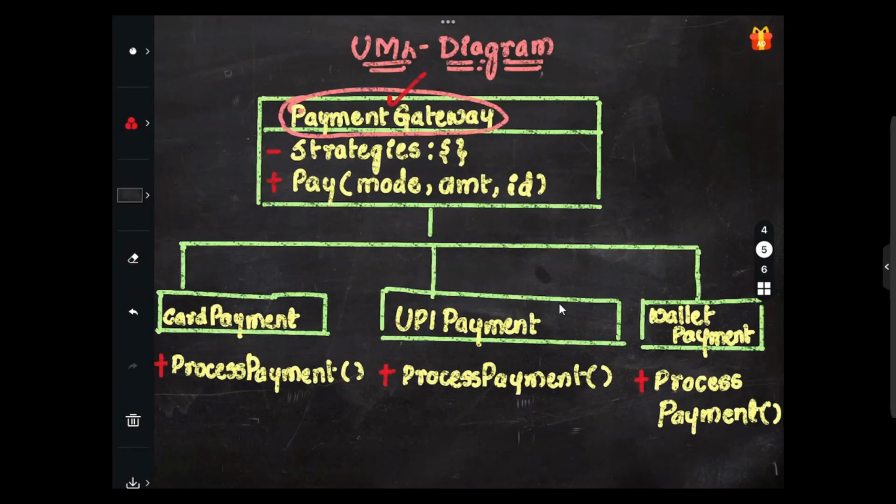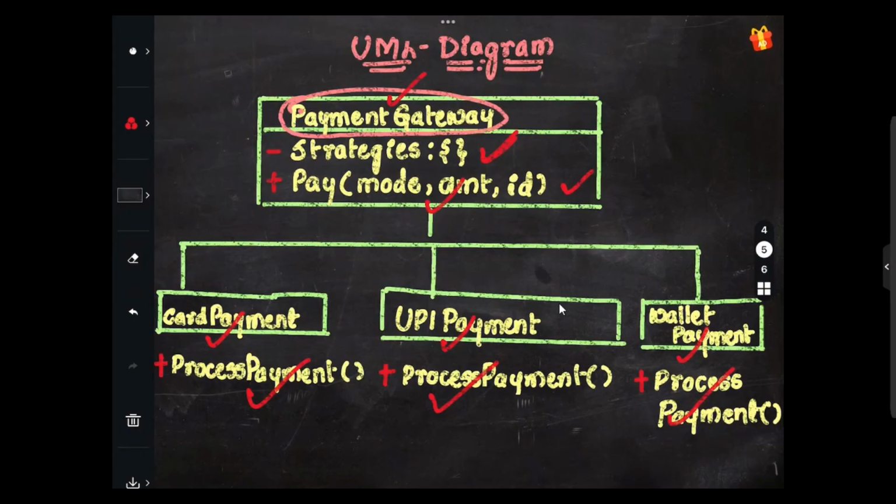Within that we will be making use of two members. One is strategies, which is of the type dictionary, and another one is pay, which consists of the mode, amount and ID. So this is fine. We will be going with the card payment class, UPI payment and the wallet payment. All these classes consist of the process payment method. We are going with the strategy pattern, so just remember this. We are making use of process payment within the card payment, UPI payment, and wallet payment classes.